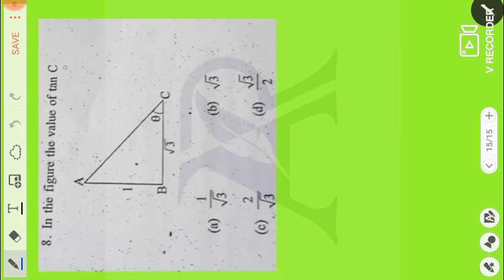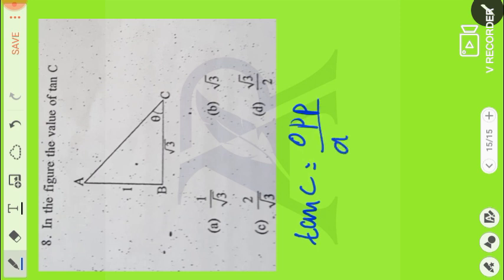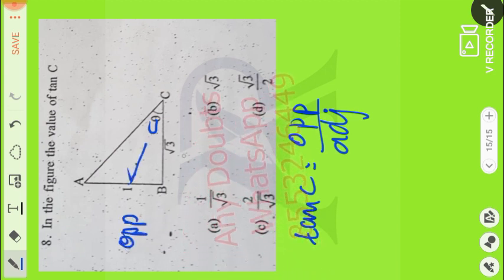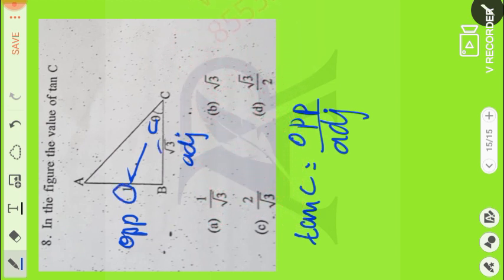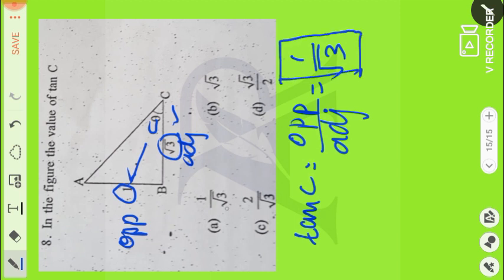In the figure, the value of tan C is. We need to find the value of tan C. Tan C is opposite by adjacent. This is angle C. The side opposite to angle C is opposite and the side adjacent to this is adjacent. Therefore, the value of opposite is 1 and adjacent is root 3. I can directly substitute opposite value 1 divided by adjacent value root 3. Therefore, the answer is 1 by root 3. Let us see the options. See option A, 1 by root 3. It is the correct answer.